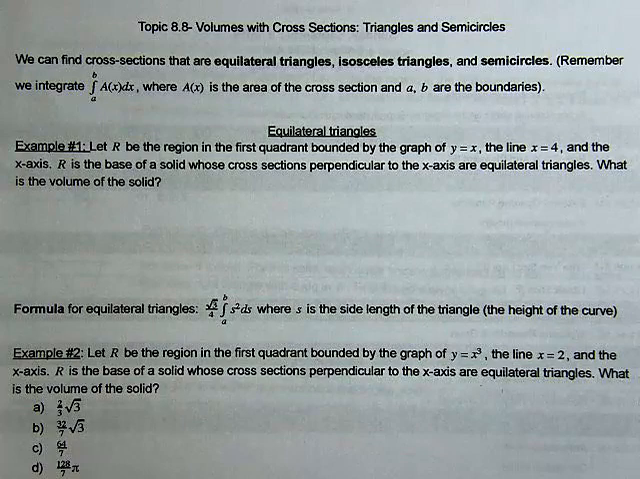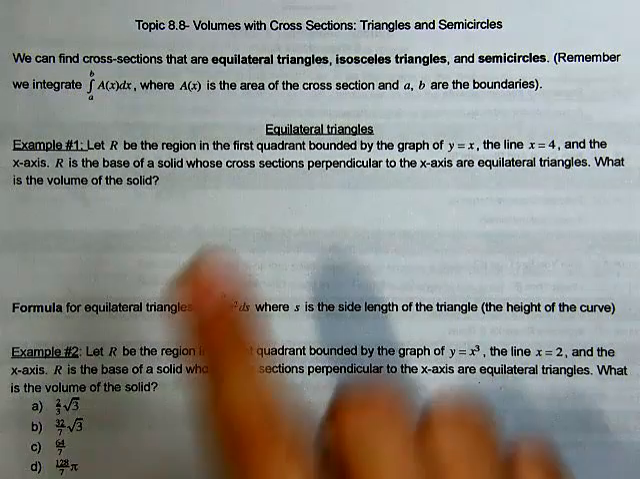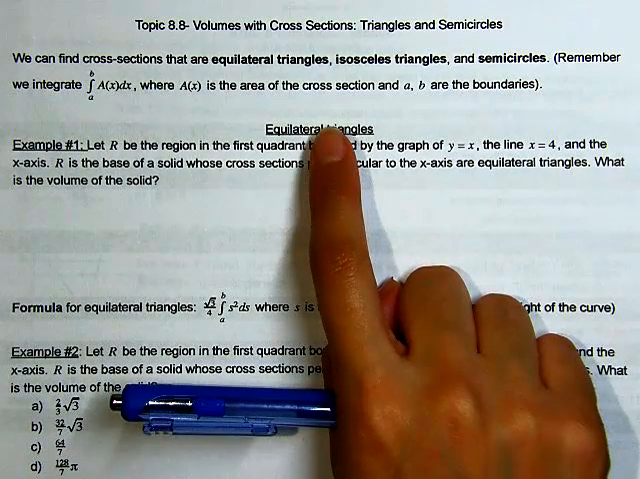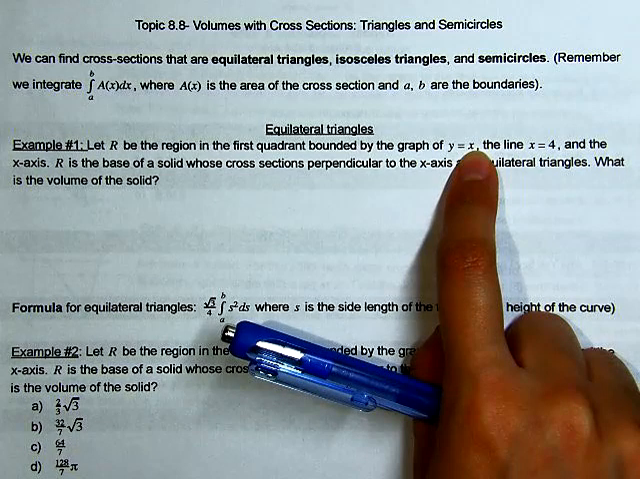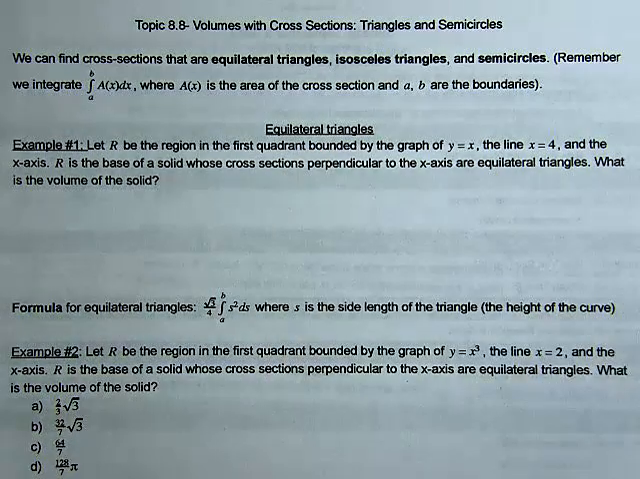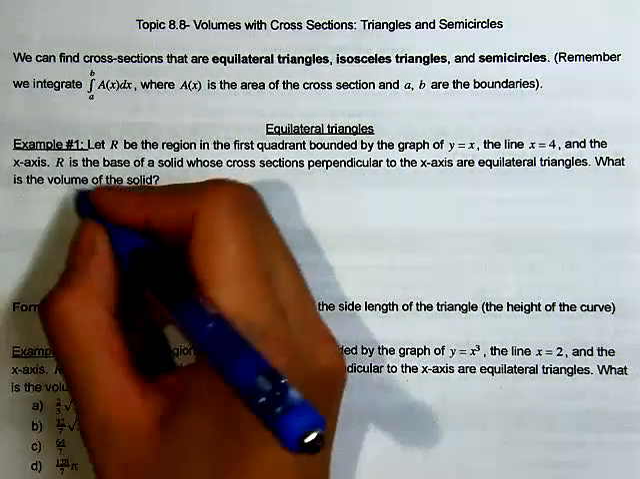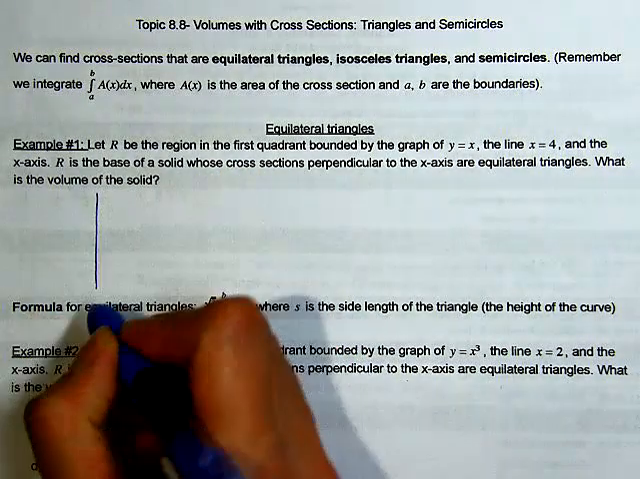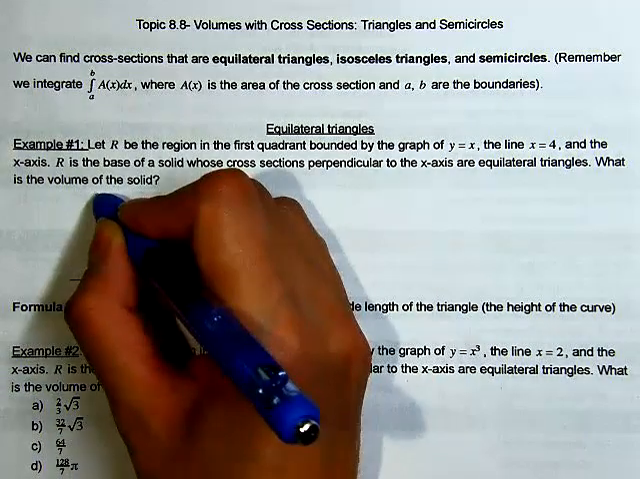So just a reminder, equilateral triangle means that all sides are the same. So we will set up finding the area using this example, and we'll see the formula, and then we'll do a couple examples based on equilateral triangles. So R is the region in the first quadrant, bounded by the graph of y equals x equals 4, and the x-axis. So let's go ahead and set that up.